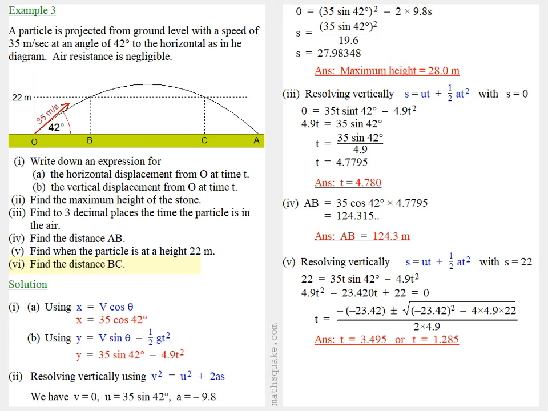Now in part 6 we're asked to find the distance BC, that is the distance that it travels while it's above a height of 22 metres.